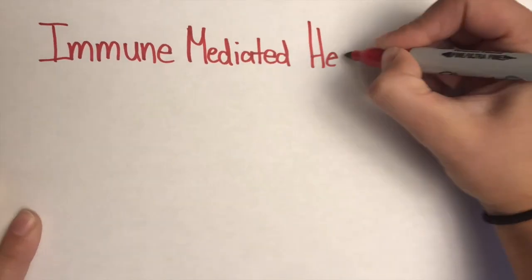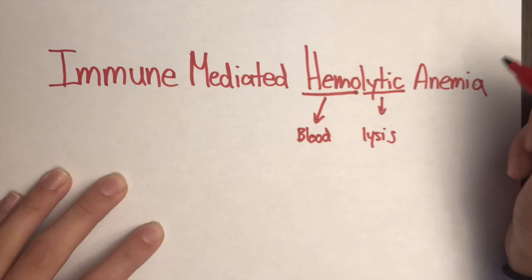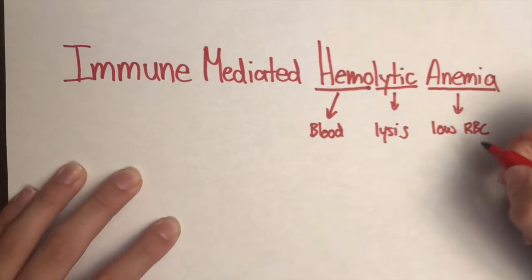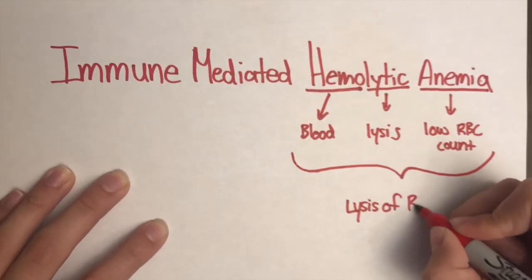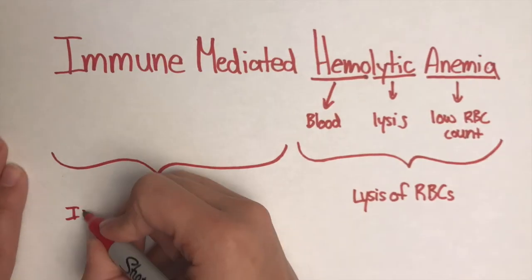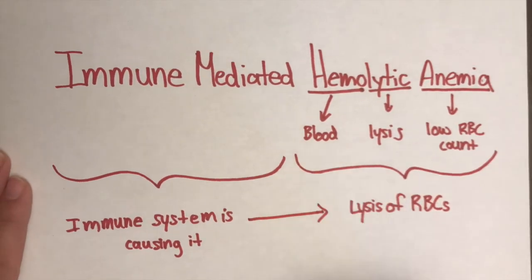First things first, let's break down the word. Hemo means blood, and lytic means lysis, or break down. Anemia is a condition where there is a lack of red blood cells. So hemolytic anemia is a condition where lysis of red blood cells occurs. Immune-mediated just means the immune system is causing the hemolytic anemia.